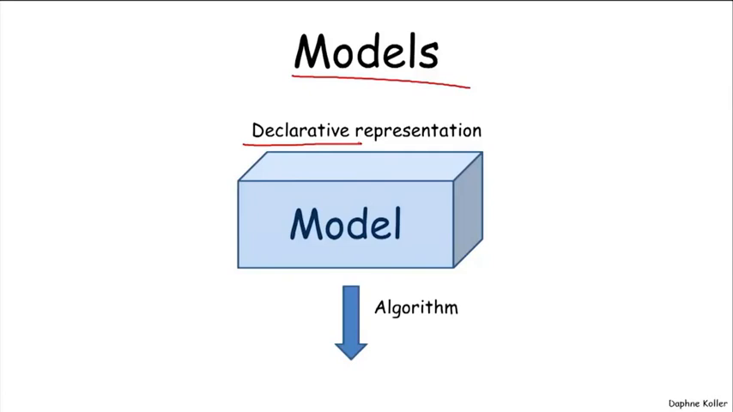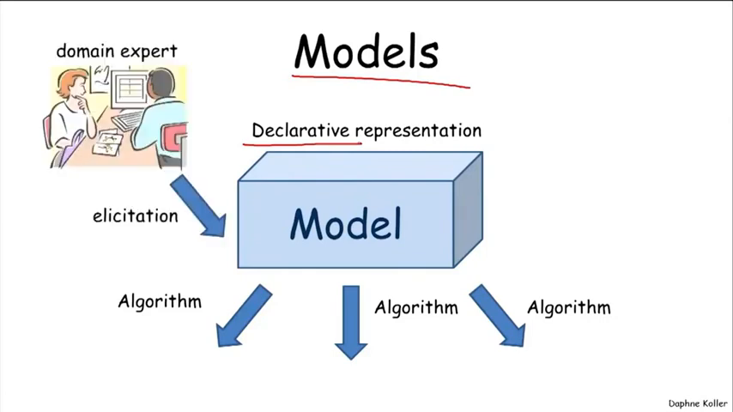Why is that important? It's important because that same representation, that same model, can then be used in the context of one algorithm that answers maybe one kind of question, or other algorithms that might answer different kinds of questions, or the same question in more efficient ways, or that make different trade-offs between accuracy and computational cost.